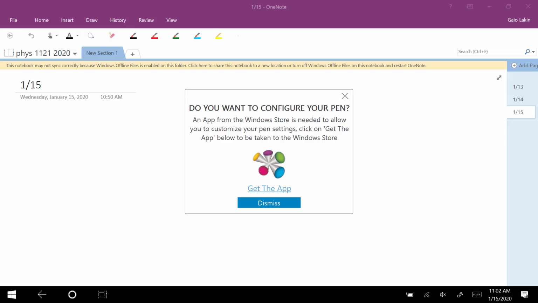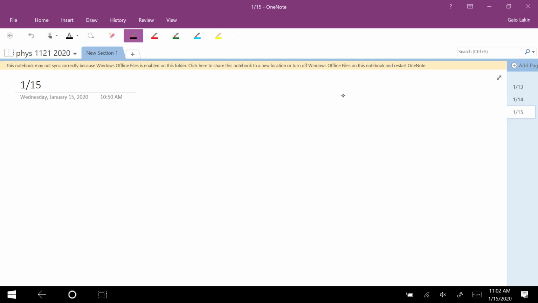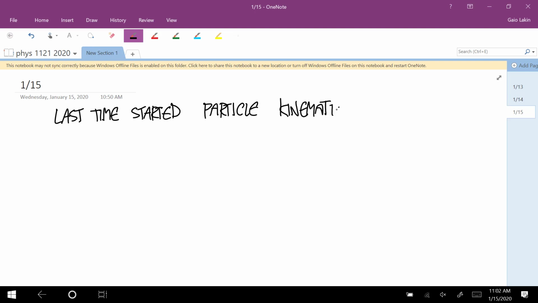All right, well, let's keep going on then. So we were talking about position last time. We started particle kinematics along a line. And I started by talking about position.